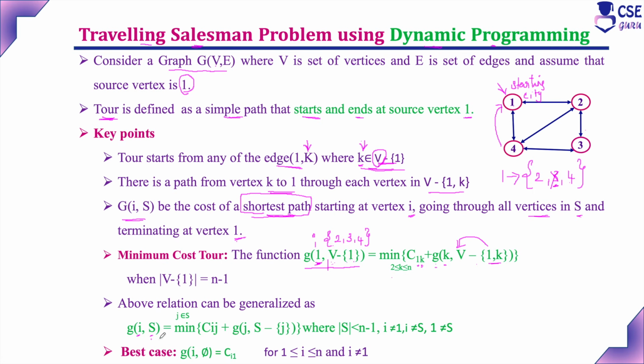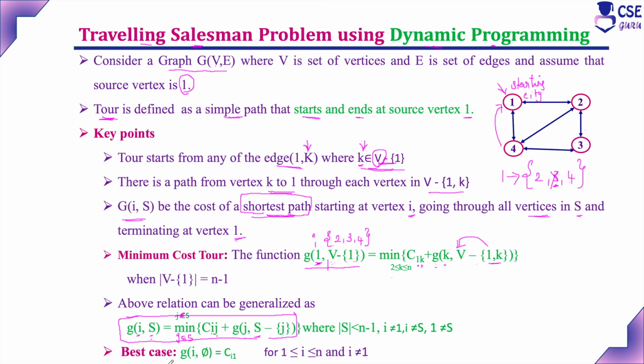So g of I comma s is equal to minimum of c of ij, where I is the currently visiting vertex and j is the next vertex you are going to visit, plus g of j comma s minus j. From the vertex set S, subtract j, because next you are going to visit j. So subtract j from the current vertex set. And this is the relation we are going to implement. Here j belongs to S.